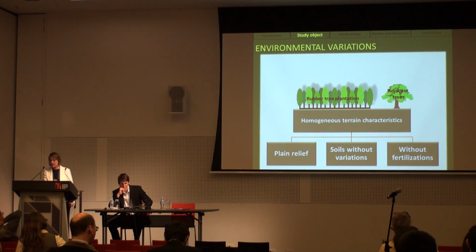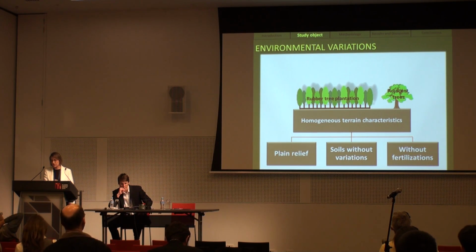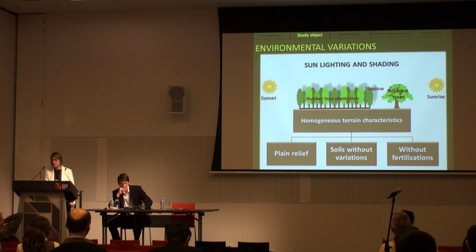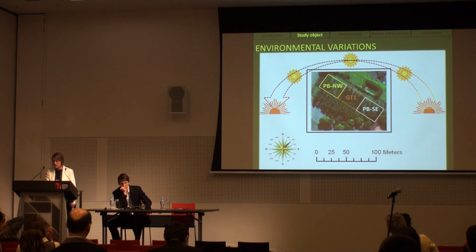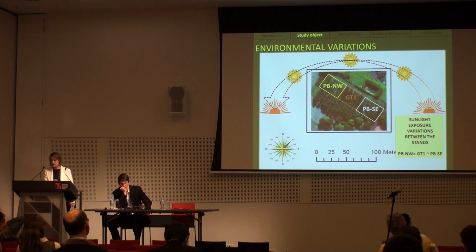The authors considered the terrain characteristics homogeneous, considering the characteristics in the literature. So, the main environmental variation was considered the sunlight and shading, mainly at sunrise and at sunset. It's possible to see that the PB clone disposed in the west received more sunlight, mainly in the afternoon, and the PB clone in the east has adjacent trees taller and bigger.